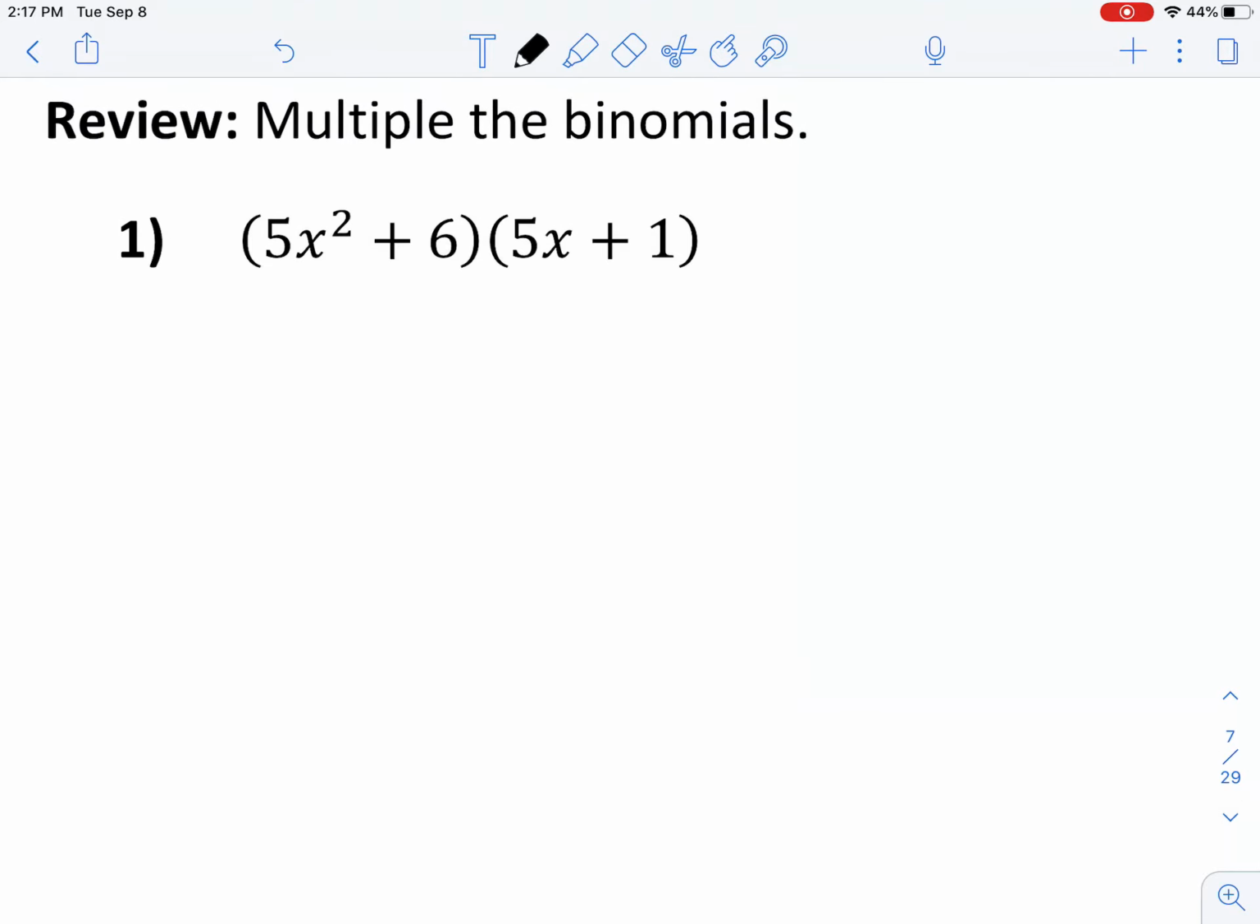Now I am going to do just the double distributing, the rainbows. I'm not going to do the box method. If you like to do the box method, you are more than welcome to do the box method. But for me, I'm doing the double distributing or the rainbow.